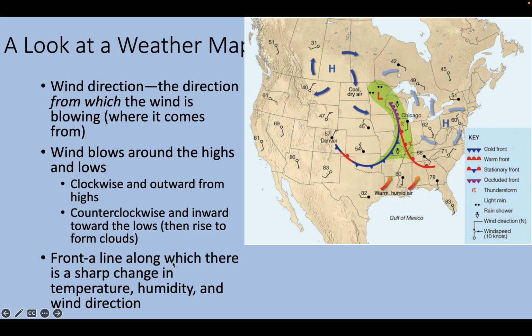A front is a line along which there is a sharp change in temperature, humidity, and wind direction. So this blue and red line here, kind of red right there, and this red line here and the purple line, those are all different types of fronts. And you can look at the key over here to determine what type it is. We'll get into the types of fronts later, but it is good to be able to tell that those are the lines that are the fronts.